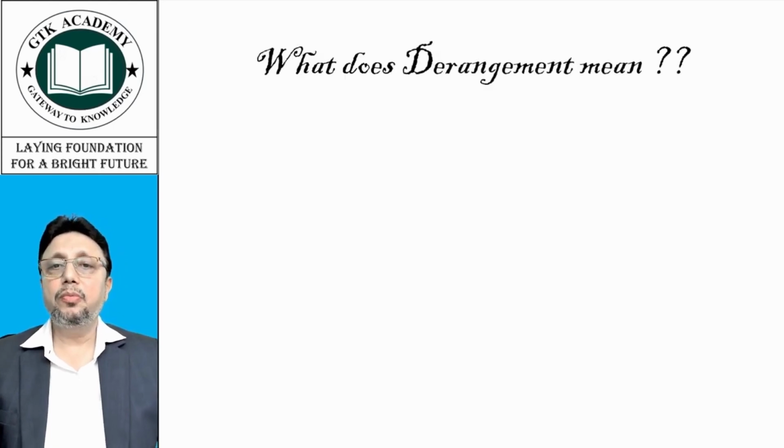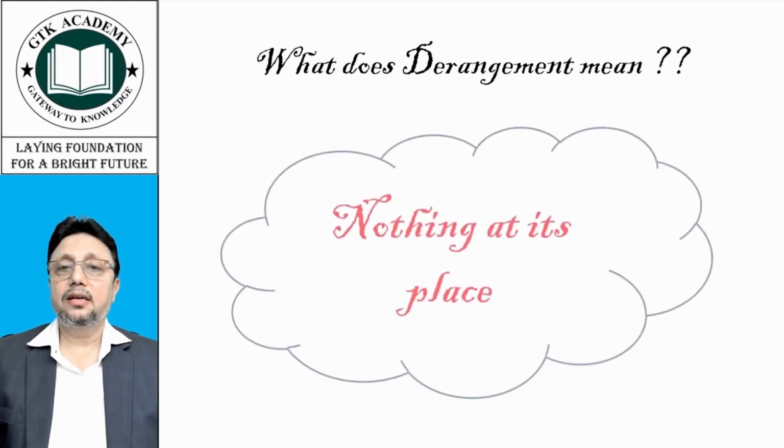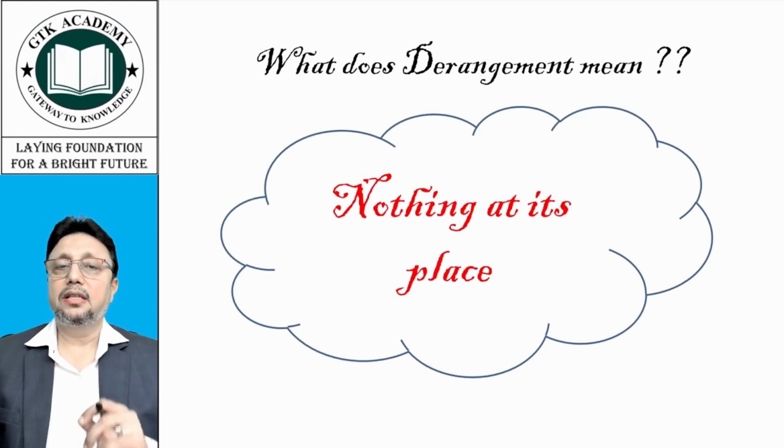Now, what does derangement mean? I'll give you an example. At times, when we make a mess of the things in our room, just scatter the objects here and there, and our mom or dad are quite angry when they come to our room after seeing everything scattered, and they make a statement, "What have you done? Nothing is at its place." Now, this statement, nothing is at its place, that is what is called derangement.